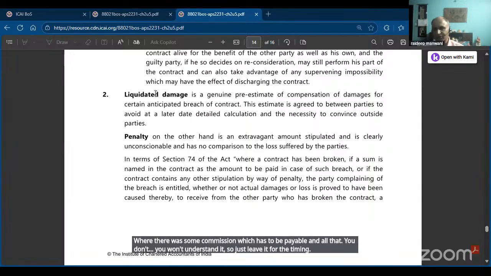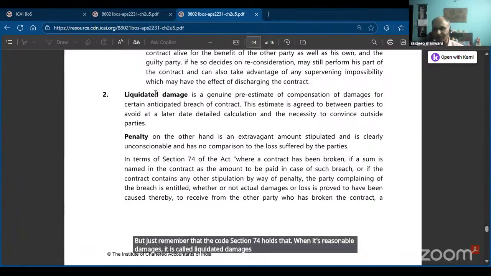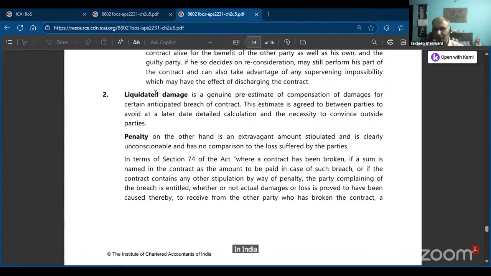But just remember that Section 74 holds that when it's reasonable damages, it is called liquidated damages. When it's very high, it is a penalty. In India, penalties are not recognized. Only liquidated damages are recognized, whatever name they are called. But the liquidated damages must be reasonable and they cannot exceed the amount which is mentioned in the contract.